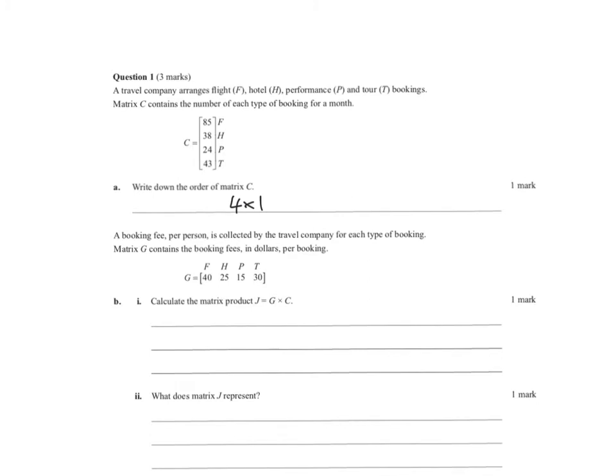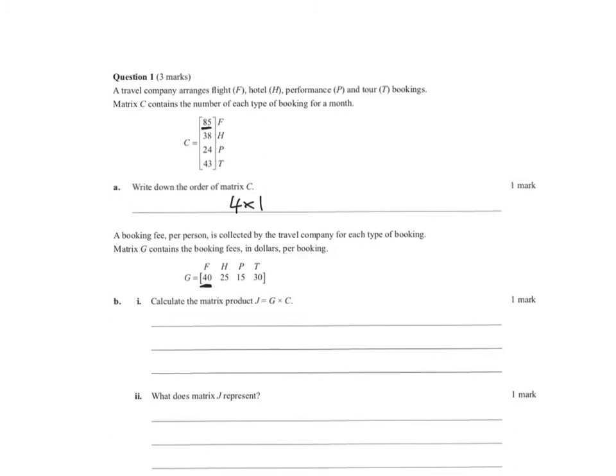A booking fee per person is collected by the travel company for each type of booking. Matrix G contains the booking fees in dollars per booking. So what we can see is if a person decides they want to do a flight, that's going to cost them $40. And we can see in a month they've got 85 people in this travel company choosing the flight. And then so on for the rest of the values.